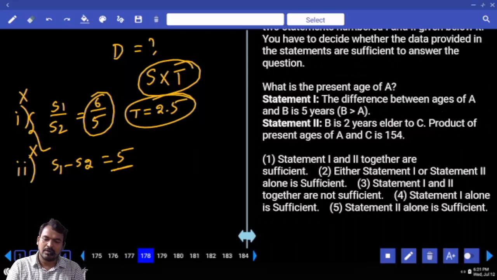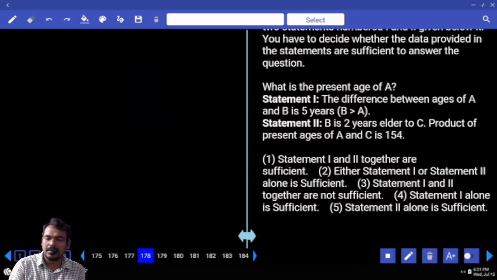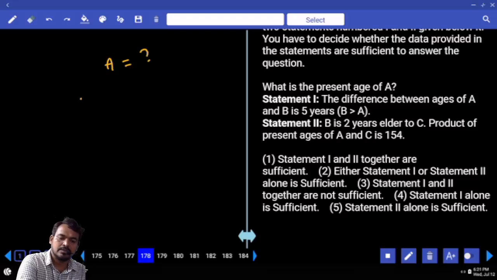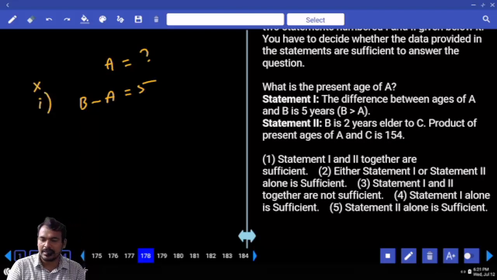Next, question number 178. For the present age of A, which age do we require? A. First statement: the difference between the ages of B and A is how many years? 5 years. Means B minus A equals how many years? 5 years. Is the first alone sufficient? Not sufficient. For the second statement, B is 2 years elder to C.